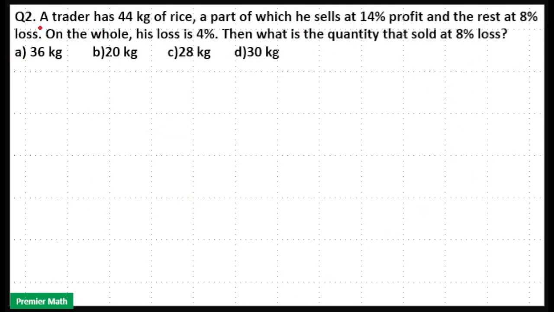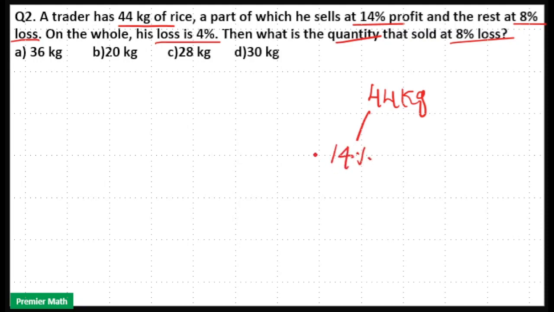Next is question number 2. A trader has 44 kilogram rice, part of which he sells at 14% profit and rest at 8% loss. On the whole, his loss is 4%. Then what is the quantity that sold at 8% loss? So a trader has 44 kilogram rice, part of which he sold at 14% profit. That means it is positive. And rest he sold at 8% loss. That means it is negative. The result of these two processes is 4% loss.